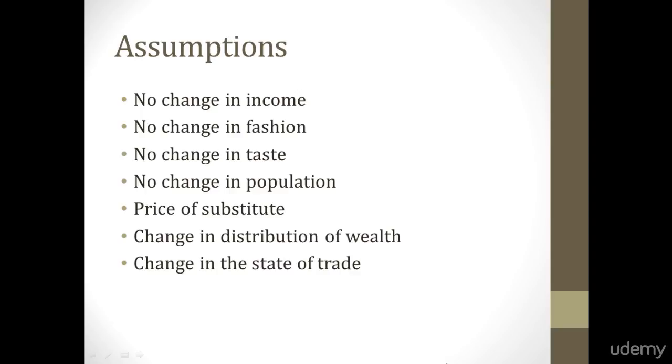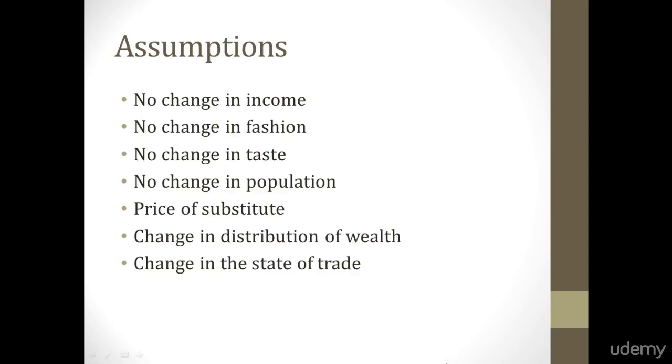For example, if people develop a taste for milk, then demand for tea will decrease and this law will not be operative. No change in population. It is also assumed that population also remains same because when population changes, demand also changes. Suppose the population of a country increases, then demand also increases, even the price remains the same. Price of substitute. If the price of a particular commodity rises, people may stop further purchase of that commodity and spend money on its substitute that is available at low price.